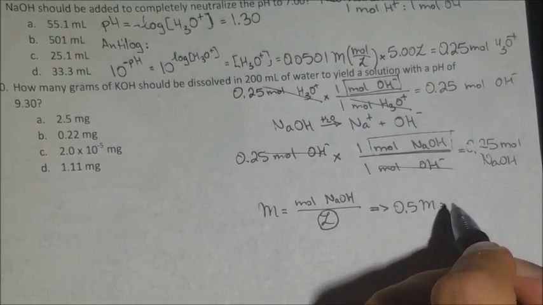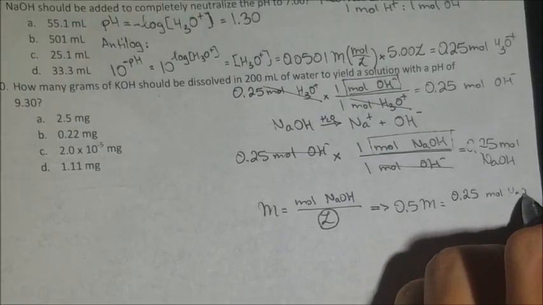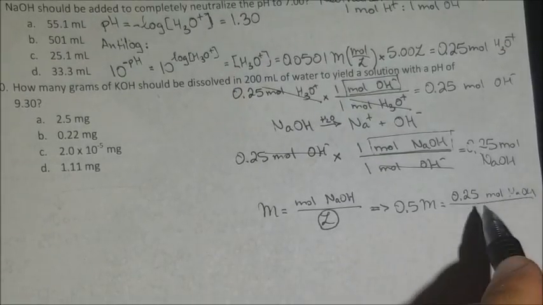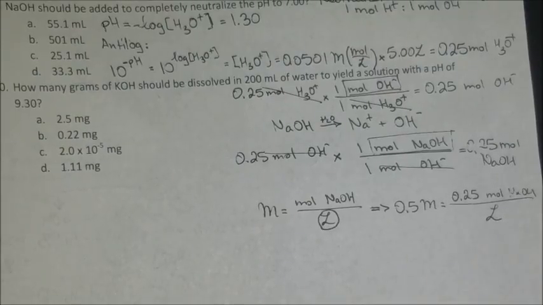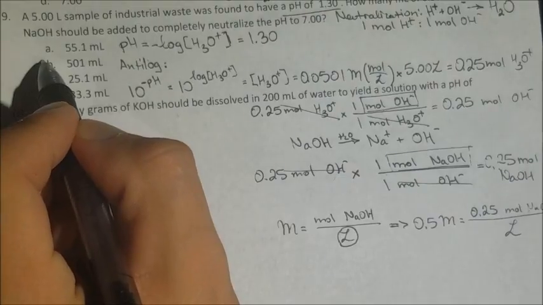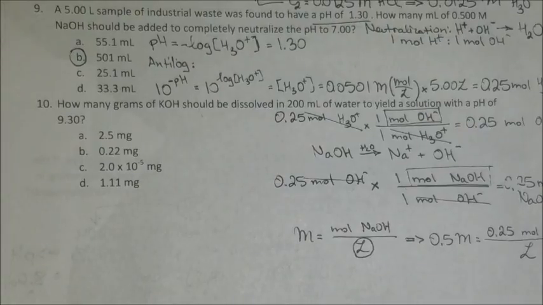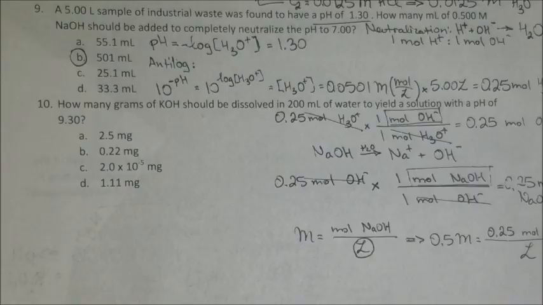0.5 molar. And we want 0.25 moles. And so in order to find what volume we need, we conclude that the volume is 0.501 liters, right? So that corresponds to 501 milliliters, because we just multiply that by 1,000 to convert into milliliters. So B is the correct answer for number 9, 501 milliliters.